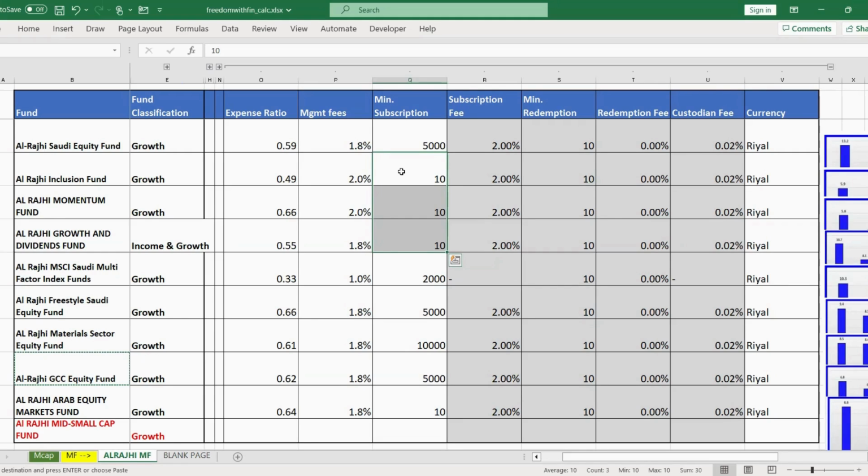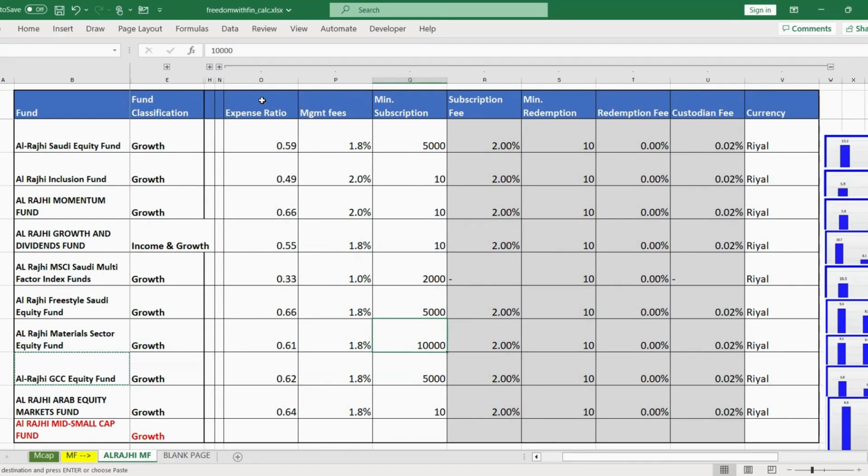That would be a good initiative from them to lower the entry so that more retail investors can enter it. Otherwise, 5,000, 10,000 Riyals, it's too big. It's not something that I can do on a monthly SIP level, right? So that's one key factor that a lot of people will have, right?